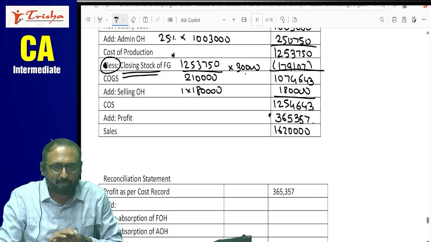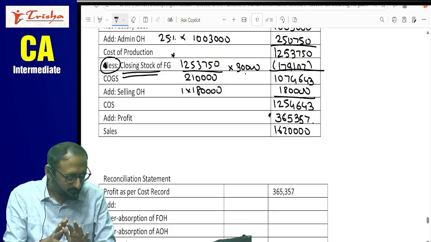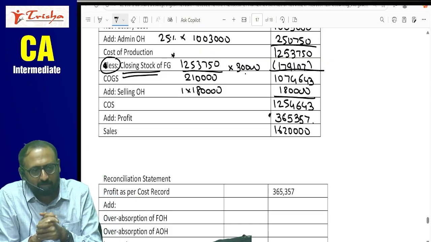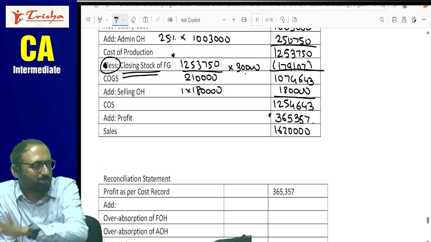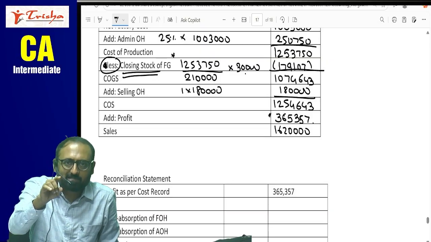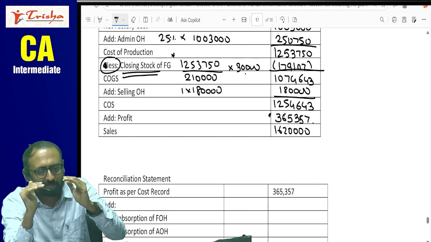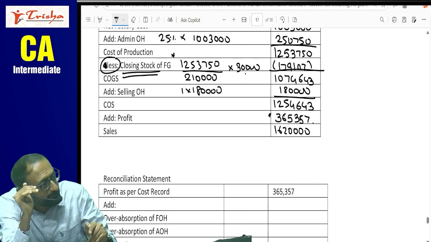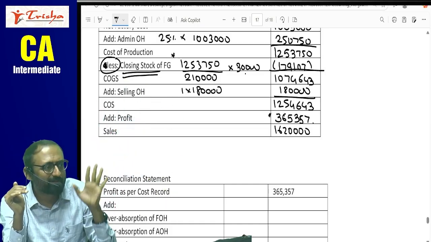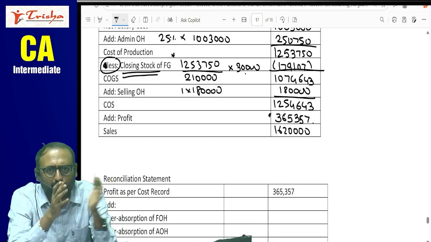Now, you'll have to do the reconciliation statement. If in a question it is given, reconcile costing profit with finance profit, then you will start with costing and go to the finance. If it is asked to reconcile finance profit with costing profit, then start with finance and go to the costing. Here nothing is asked, so you can start from costing and go to the finance.